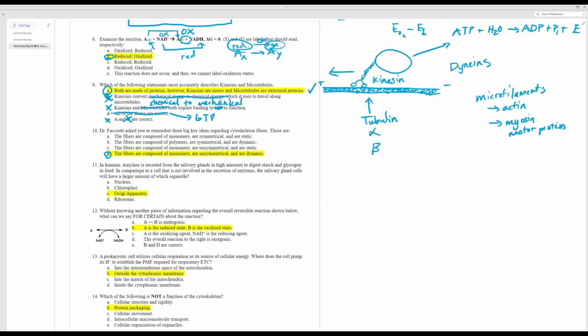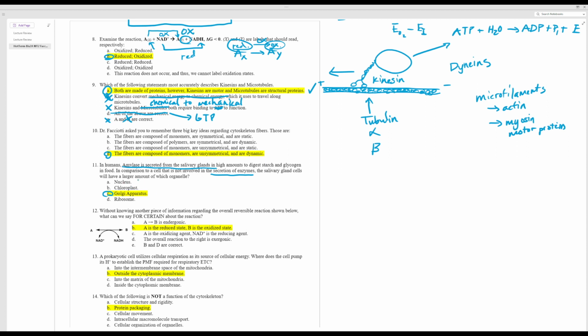Okay, in humans, amylase is secreted from the salivary glands in high amounts to digest starch and glycogen in food, in comparison to a cell that is not involved in the secretion of enzymes. That's the key. The salivary gland cells will have a larger amount of which organelle. So it's asking, this salivary gland does a bunch of secretion of enzymes. So if you're doing a bunch of secretions of enzymes, you should have a lot of an organelle that is responsible for the secretion of enzymes. And the organelle that's responsible for that is the Golgi apparatus.